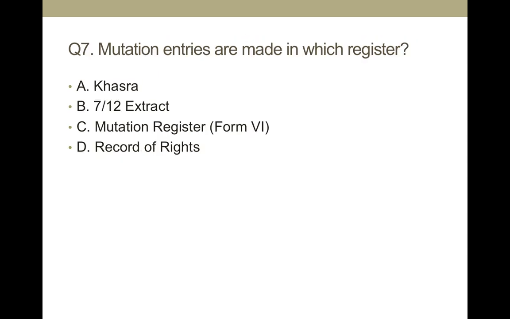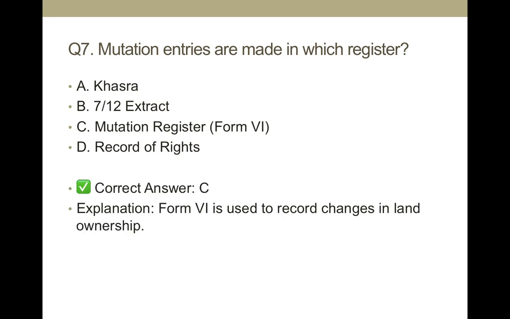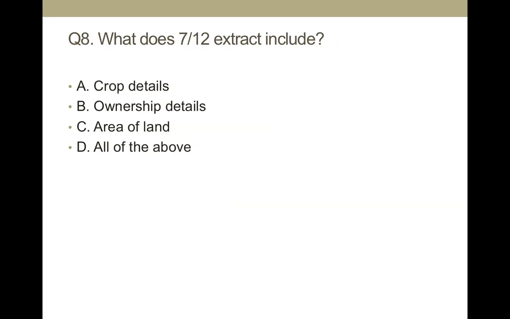Question 7. Mutation entries are made in which register? Option A, Khasara, option B, Satbara extract, option C, mutation register, and option D, records of rights. So correct answer is option C, mutation register. The form 6 is used to record change in the land ownership. Mutation म्हणजे फेरबदल.